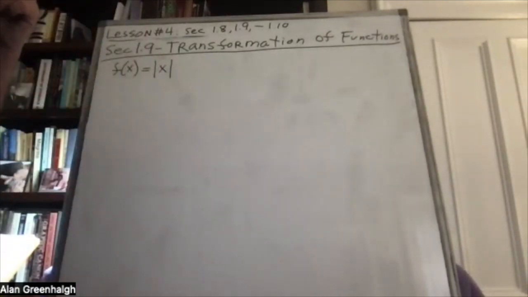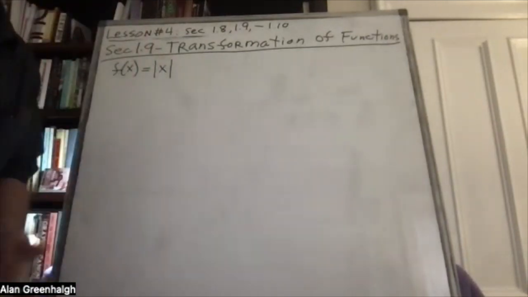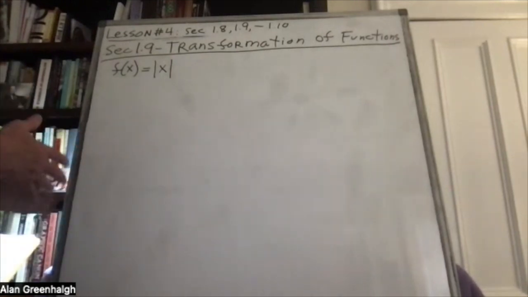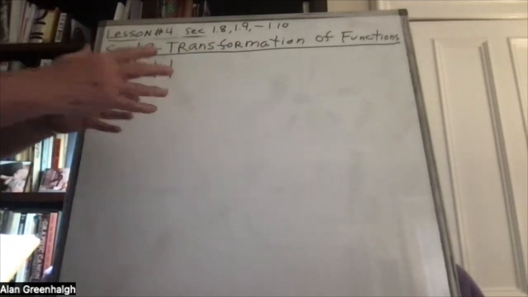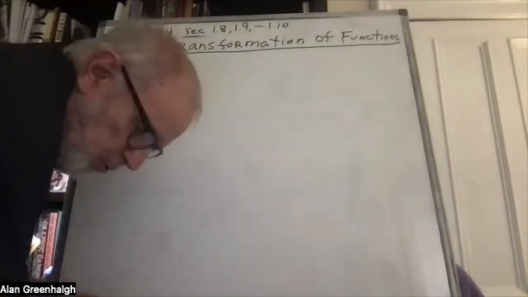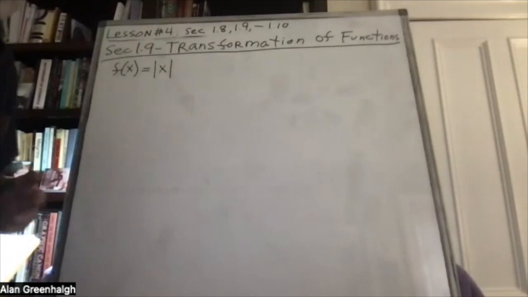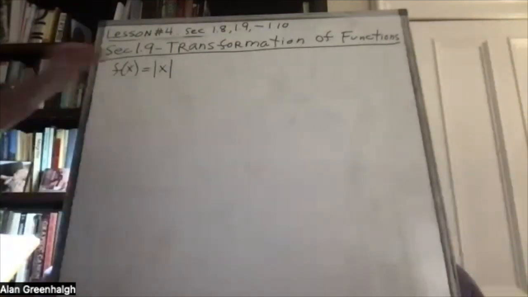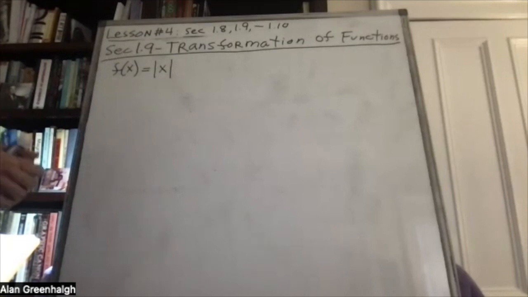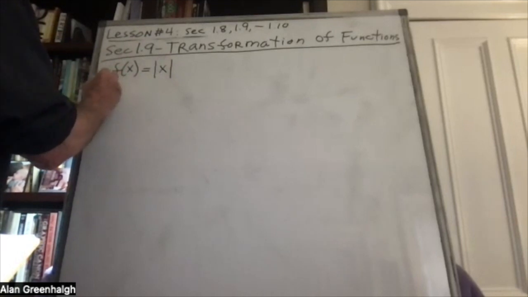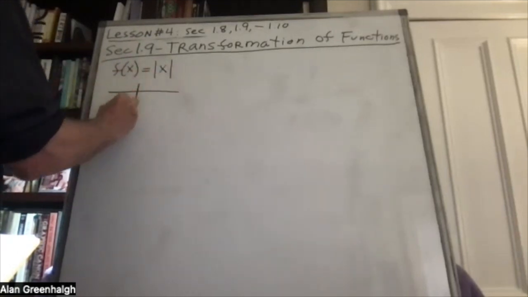Throughout the next part of the course, we are going to be looking at functions and moving them all over. But we're getting ahead of ourselves. Here is a function: f of x is equal to the absolute value of x. The first thing we want to do is see what this looks like, and the best way of doing that is to graph it, of course.